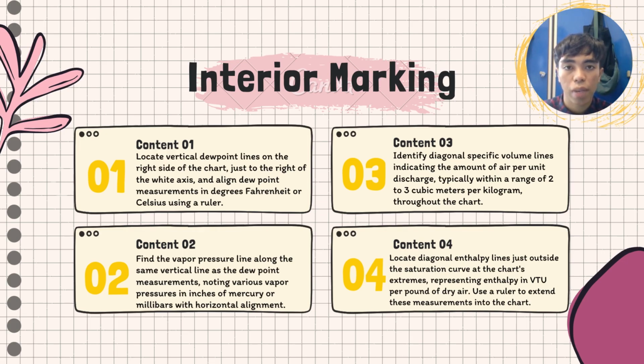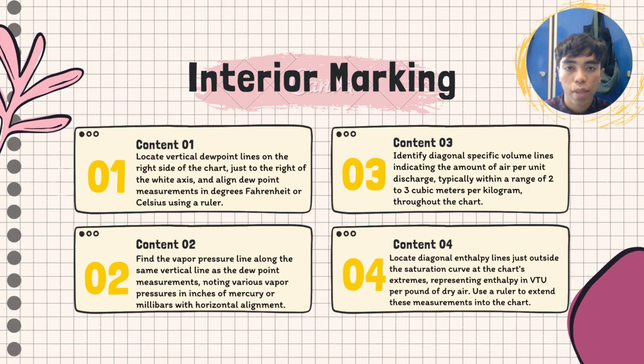Next, locate the vapor pressure line to the right of the dew point lines. Along the same vertical line as dew point measurements, markings will indicate various vapor pressures in inches of mercury or millibars. Use a ruler horizontally to align marks with the chart lines if necessary.